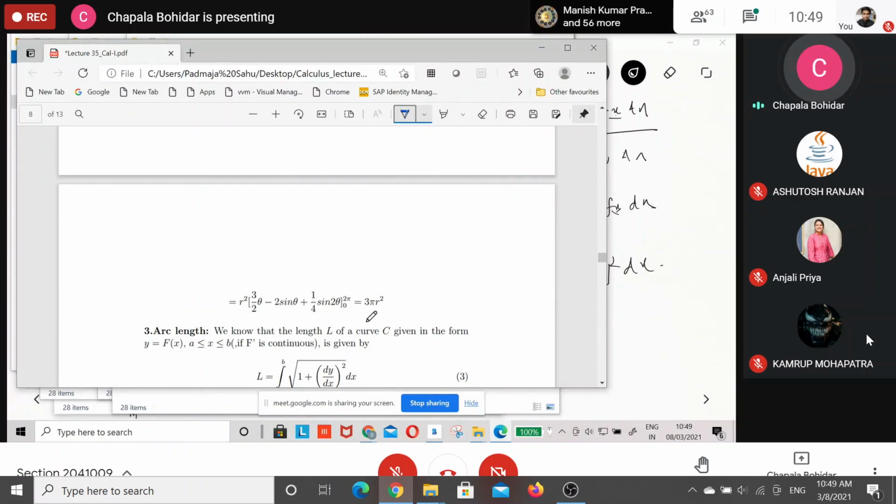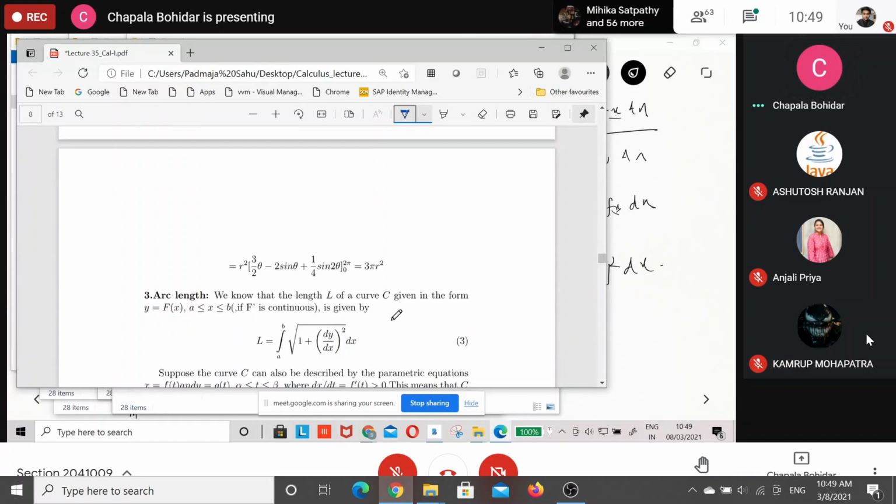Then come to the arc length. We know arc length L is equal to a to b root over 1 plus (dy by dx) square dx, where y is the function of x and x lies between a to b. If x is the function of y and y lies between c to d, then arc length L is equal to c to d root over 1 plus (dx by dy) square dy.